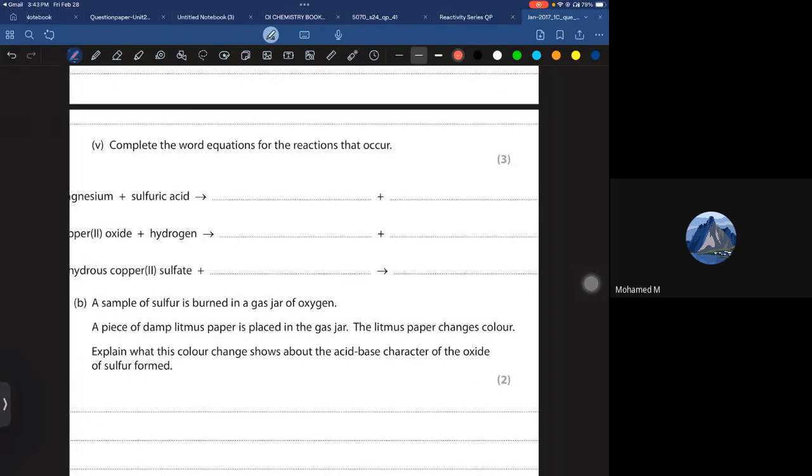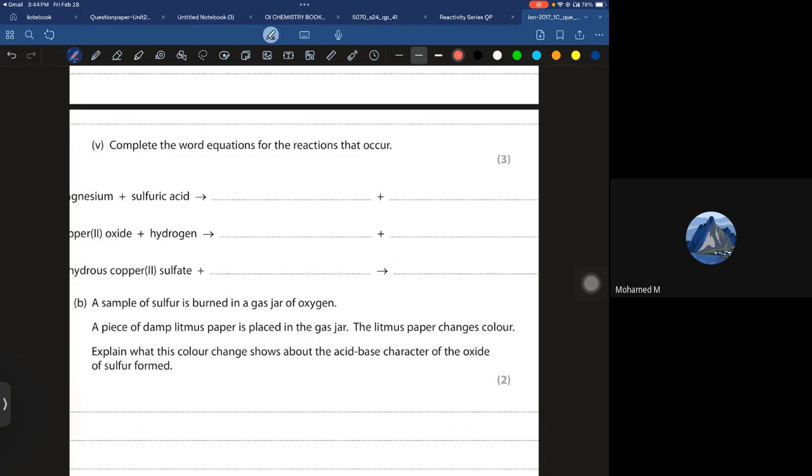See this? Complete the word equations for the reactions that occur. What would you be writing in this? Magnesium plus sulfuric acid would be magnesium sulfite or sulfate. I think it's sulfate. Magnesium sulfate. Any other product? Hydrogen gas, yes. Whenever a metal reacts with any acid, it produces hydrogen gas as well, right? So in the first, I can write hydrogen gas and also the magnesium sulfate.